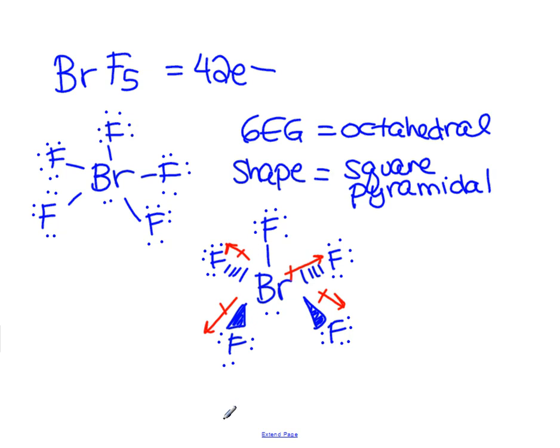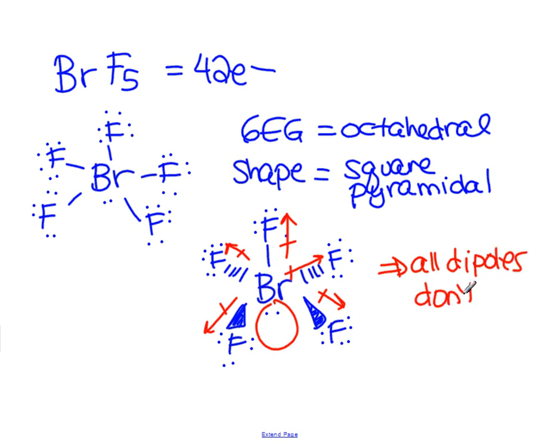They will cancel. But then you're left with the problem here. You've got this lone pair down here, and you've got a dipole that points up towards that fluorine. This is your north pole, this is your south pole. They are not equal and opposite to one another, so here you'll be left with some sort of dipole that's left over. So here, because of that, all dipoles don't cancel. So this is a polar molecule.